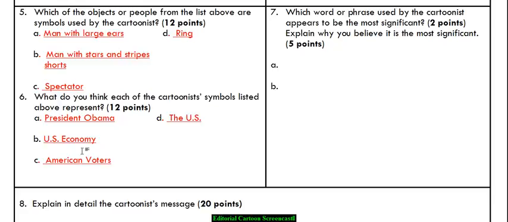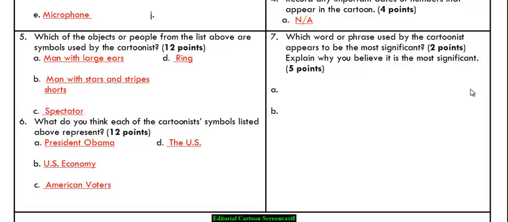C, spectator, American voters. Some more subtle symbolism there. And then finally, D, ring, the United States. Once again, not very clear cut, something that you have to figure out by looking at the cartoon as a whole.